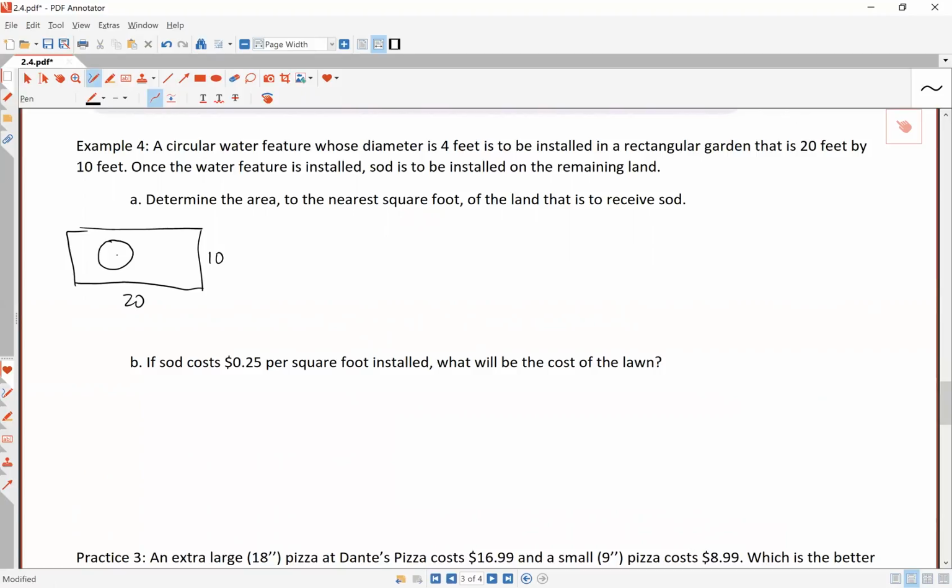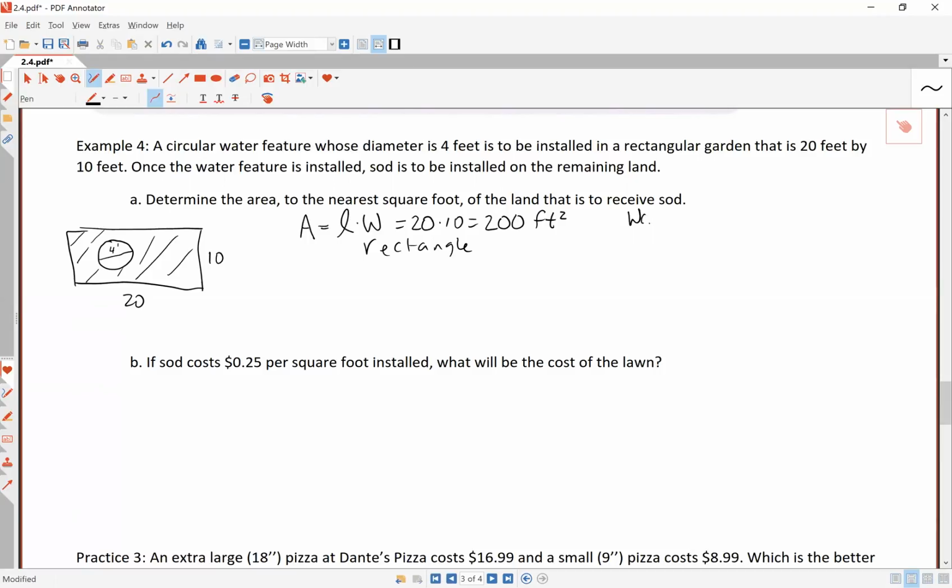Once we install it, we're going to put some kind of ground covering down on the remaining land. So we want to determine the area, to the nearest square foot, of the land that's to receive sod. Normally, if the water feature wasn't there, the area of the floor would be length times width, which is 20 times 10, or 200 square feet for the rectangle.